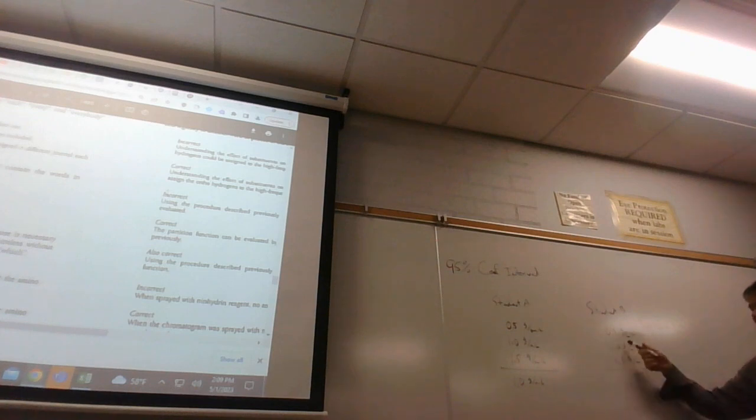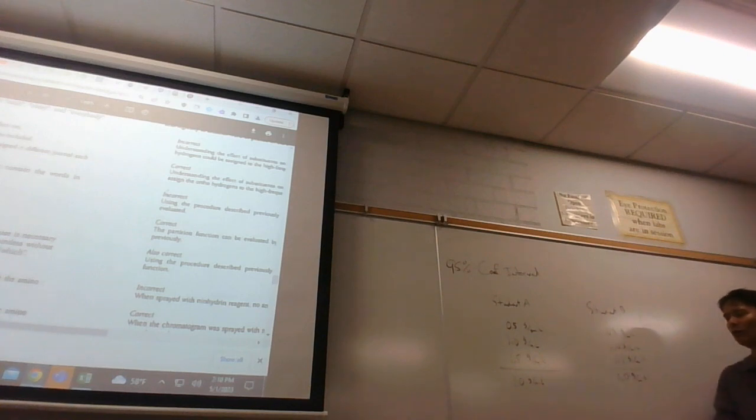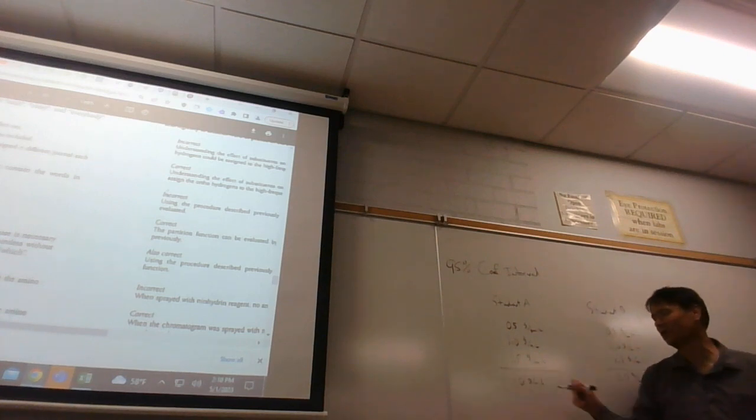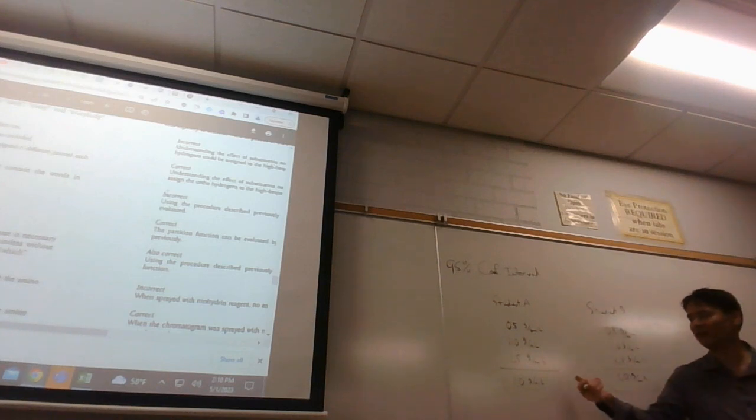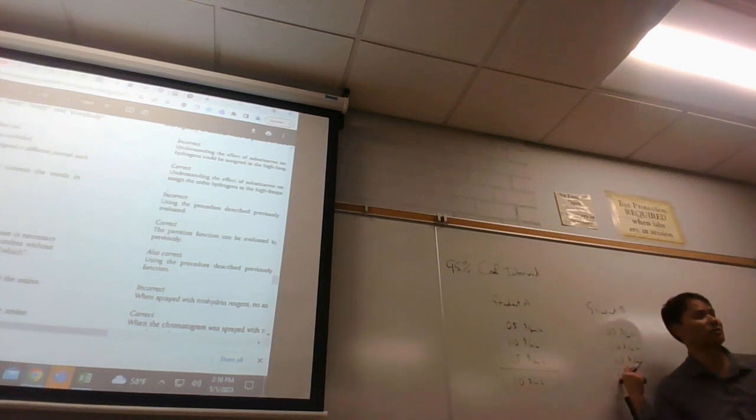And if we average that, what would it come out to? 1.0 grams per milliliter. So would you have equal confidence? Because they both got the right answer. They both got 1.0 grams per milliliter. Would you have equal confidence in student A versus student B?